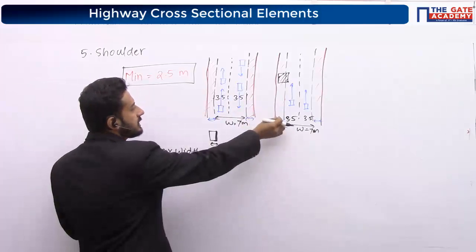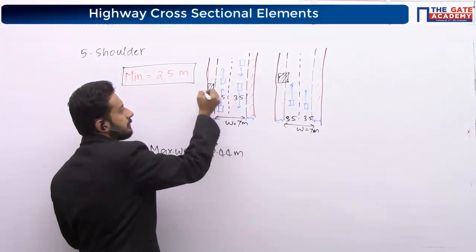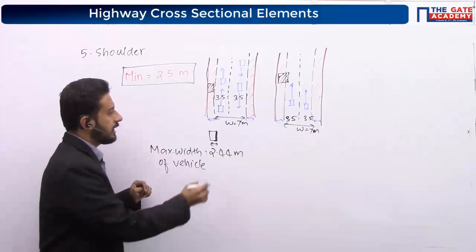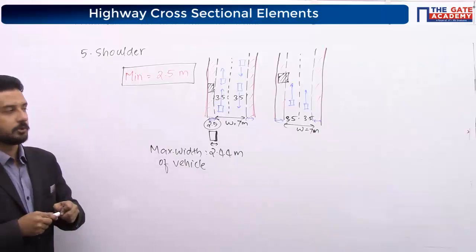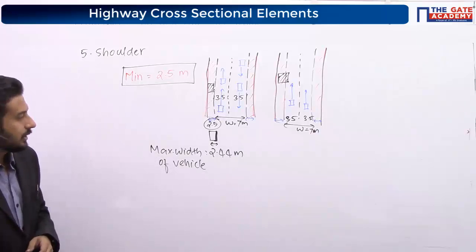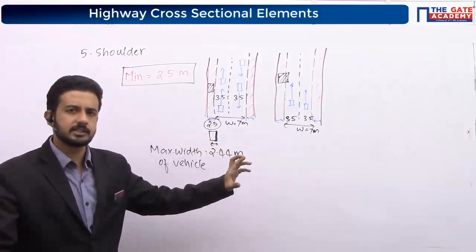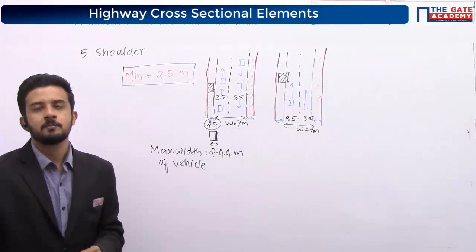Okay? So this vehicle should be properly able to park here. So at least we need this. By giving some extra, IRC told that minimum you should give 2.5 meter. So that value also you note it down. This is the reason behind that. You can note down this reason also there, rather than simply by hearting it is 2.5.